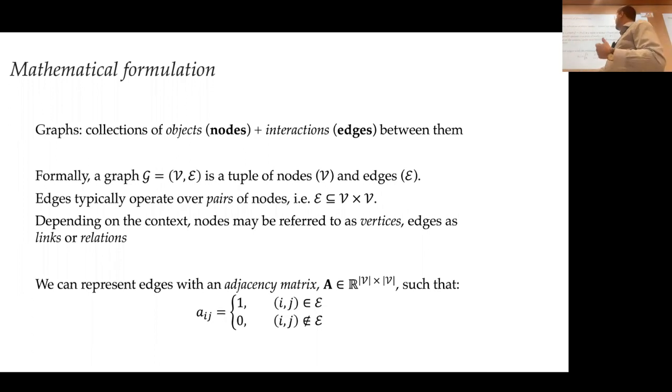And there's many ways to represent edges. One way that we will find quite useful, and I'll repeat it several times during this tutorial, is the adjacency matrix A. It's a nice linear algebra way to represent the edges in a nodes-by-nodes matrix, which is for now just a binary matrix with zeros where there's no edge and ones where there is an edge. Okay.